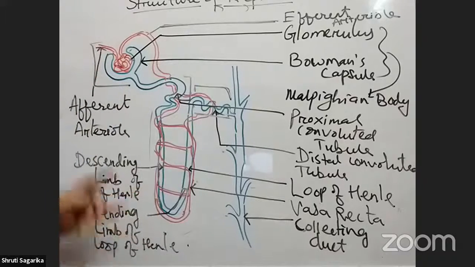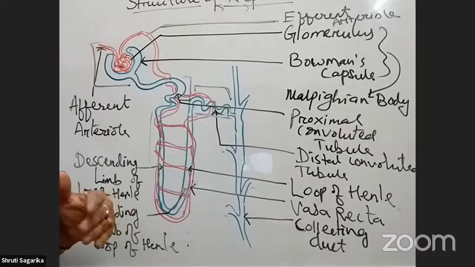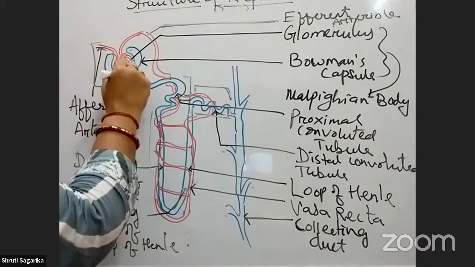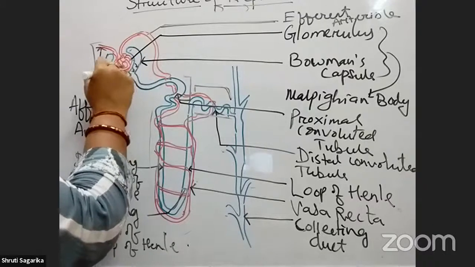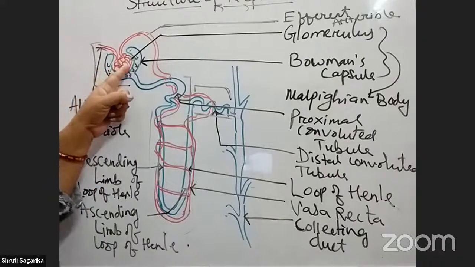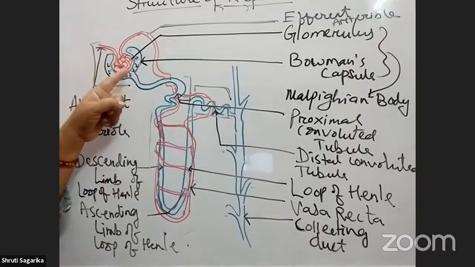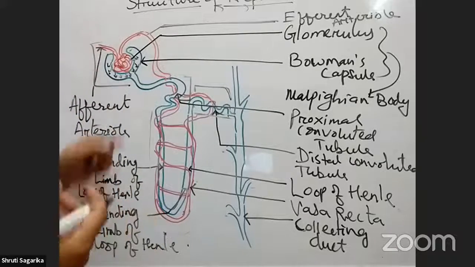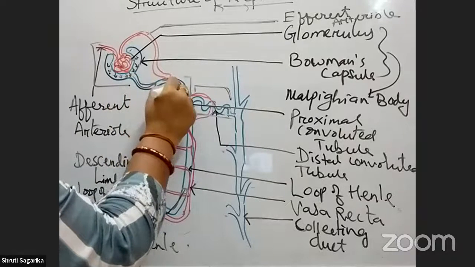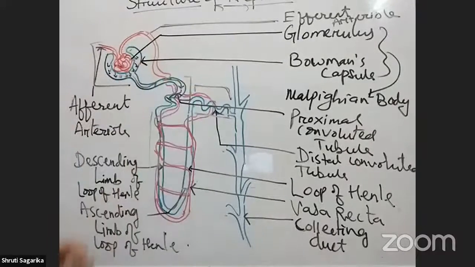What is the purpose? The purpose is to filter the blood, to prepare the filtrate and send all the filtrate into the tubular part. So the filtrate is going to get squeezed from the blood capillaries here, and then it enters into the Bowman's capsule, and then it has to move inside these tubes. Are you able to understand what I'm telling?